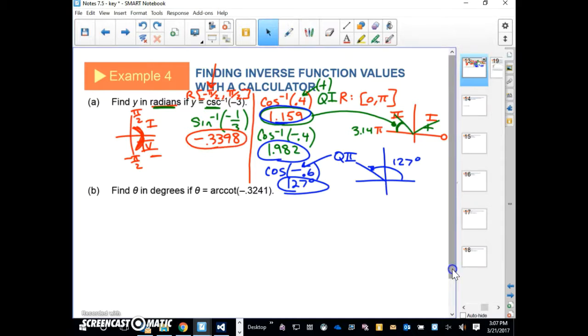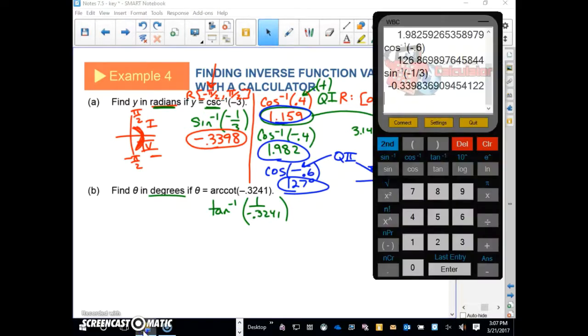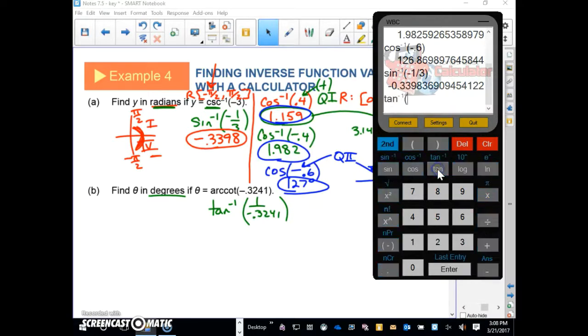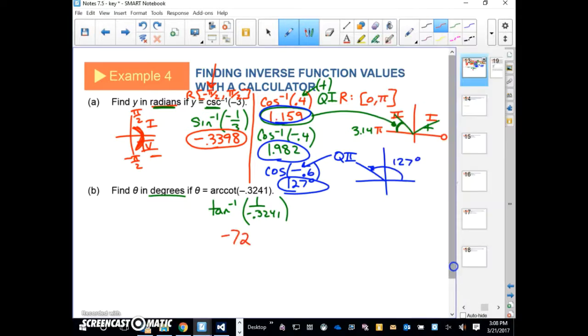That's it. So then the next one wants the degrees of arc cotangent or inverse cotangent. To do this, I'm also going to take the reciprocal function, inverse tangent of this reciprocal. And so if you're looking at your calculator, this one wants degrees. So inverse tangent of 1 over -0.3241 would be -72 degrees. Let's just estimate. But I think the question always has to be, am I allowed to have negative answers?